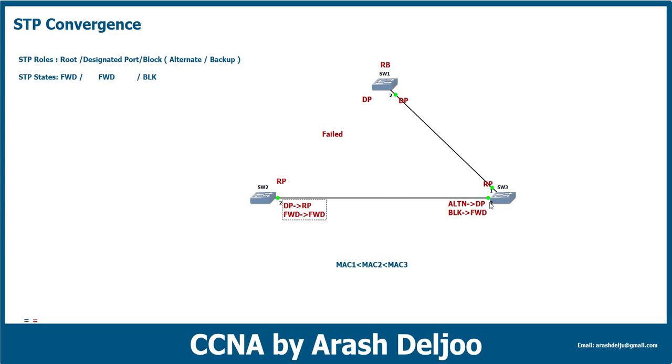But in port 2 of switch 3, as you can see, we have a change in the role, and also we have a change in the state. As you can see, block is now changing, or converting, to forward. Because of that, here we need to understand the process after which the blocked interface can be changed to forward.